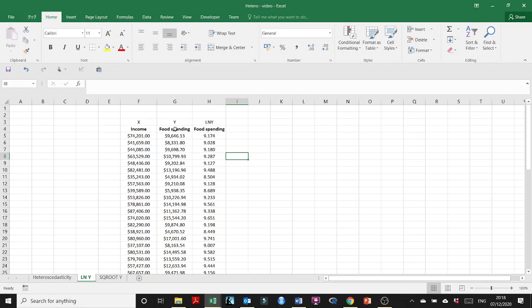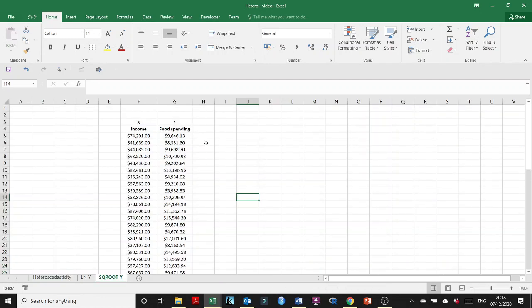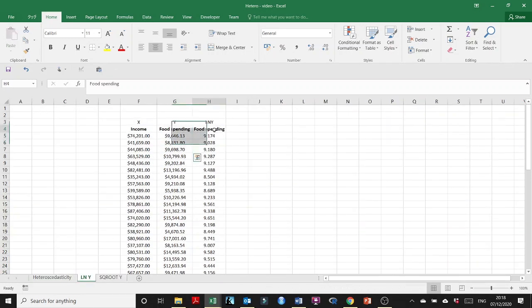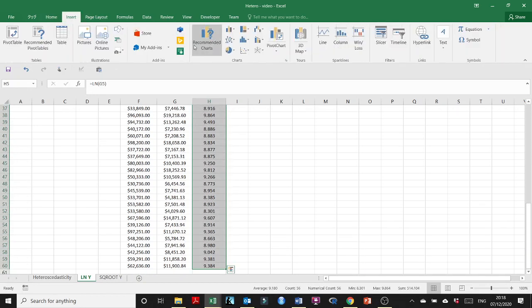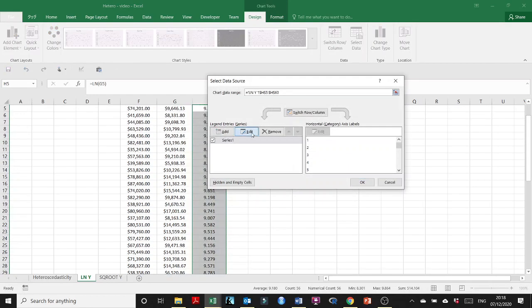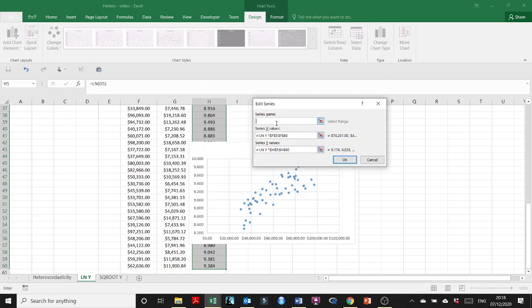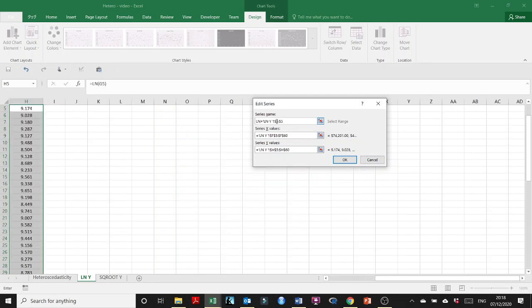As you can see, let's plot this versus this and see the difference. This one we plotted already over here. So let's see how this plot is different. Okay, so let's take this food spending as natural logarithm. Insert over here. Do not, guys, forget to add the x series, which is the income. And now just put natural logarithm.